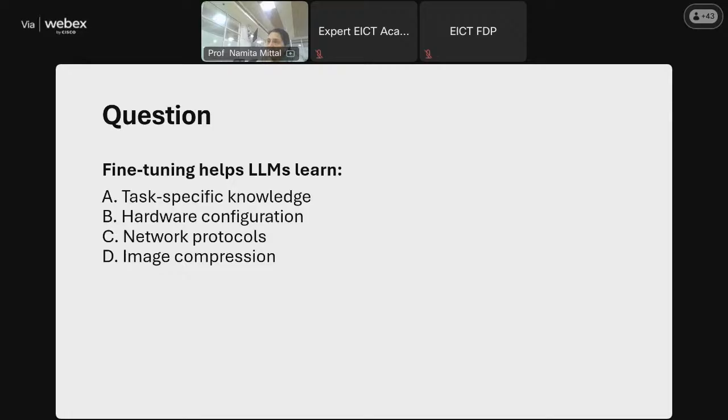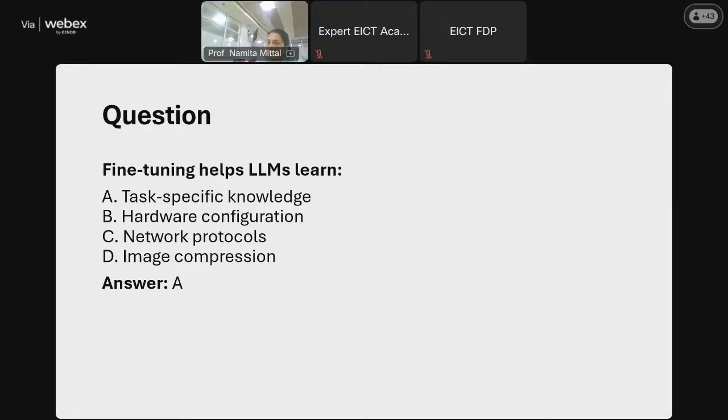So fine tuning helps LLM learn task specific knowledge, hardware configuration, network protocols. Fine tuning helps LLM learn task specific knowledge. This is the correct answer because this is the objective of fine tuning. So we have generic model in hand. We have to make it specific, but we have to provide the specific data set and train it again on the same model. That is how it goes. Correct? So answer A is correct.